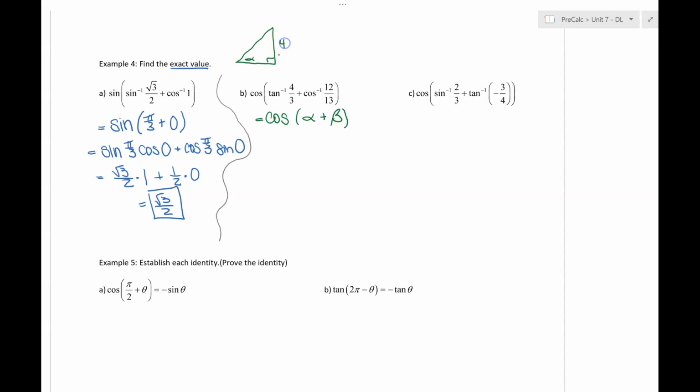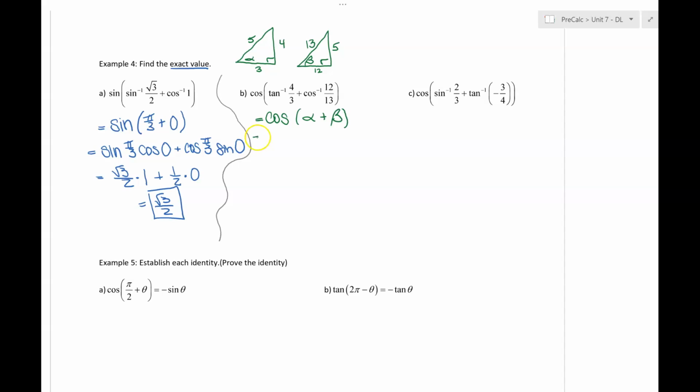Tangent is opposite over adjacent. It's a 3, 4, 5 triple, but you're more than welcome to work out the Pythagorean theorem if you need to. And then the inverse cosine, so beta, is positive. So yeah, we're in the first quadrant again, but we're a different triangle. It is 12 for adjacent, 13 for hypotenuse, and 5, 12, 13 triple.